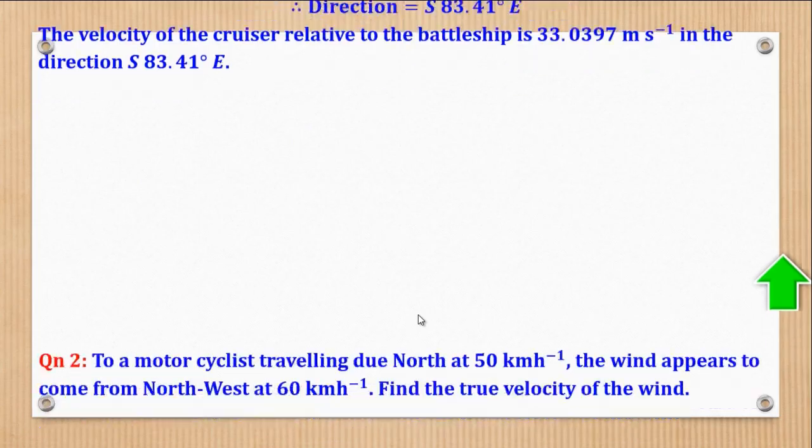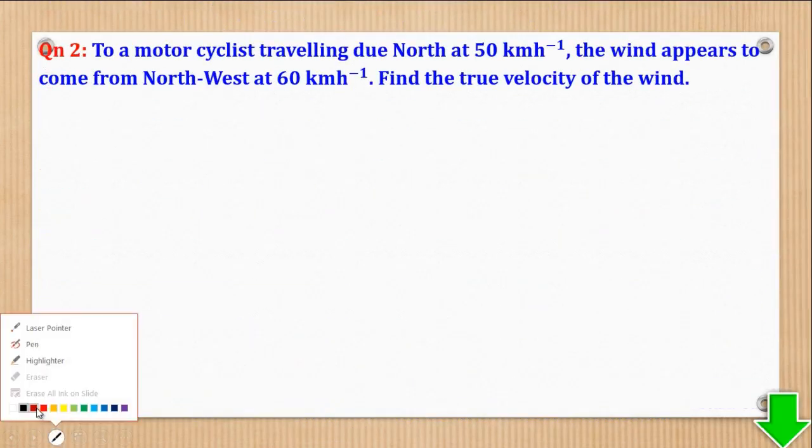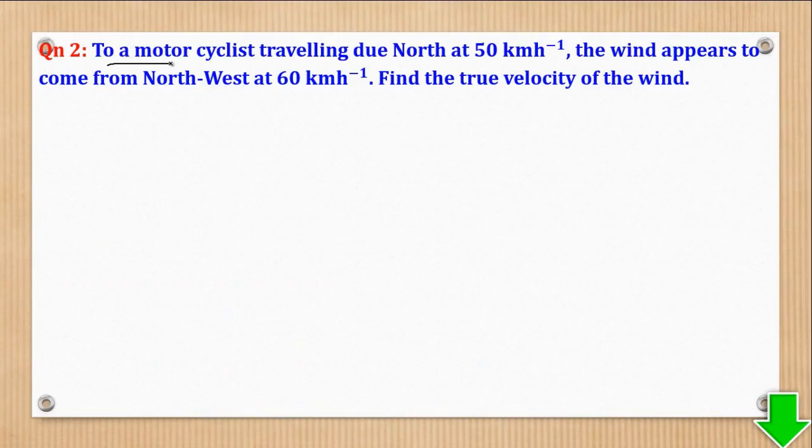Then question 2 says, to a motorcyclist traveling due north at 50 kilometers per hour, the wind appears to come from northwest at 60 kilometers per hour. So appears, meaning this one is not the actual velocity of the wind. It is just the relative velocity. So the velocity of the wind relative to the motorcyclist. That's what it means. Find the true velocity of the wind.